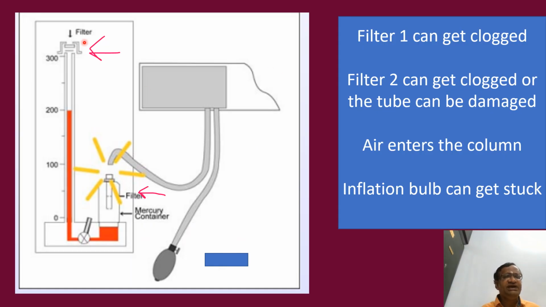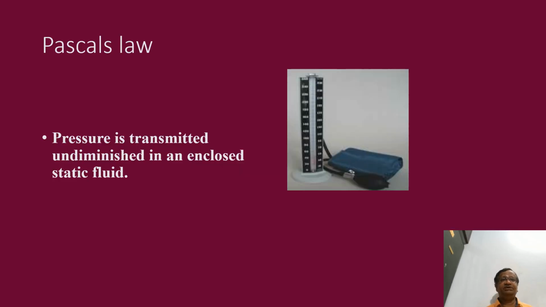Now the filter 1 here and filter 2 here, both can be clogged. Air can enter the column of mercury. An inflation bulb can get stuck. Many times it happens, it gets stuck, it doesn't come off. Then you have to remove this backward and then push it again. Okay, all these things can happen in these types of manometers.